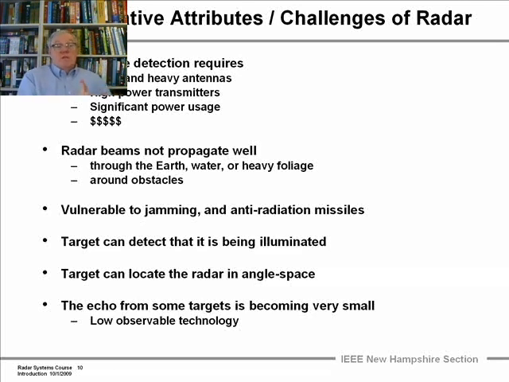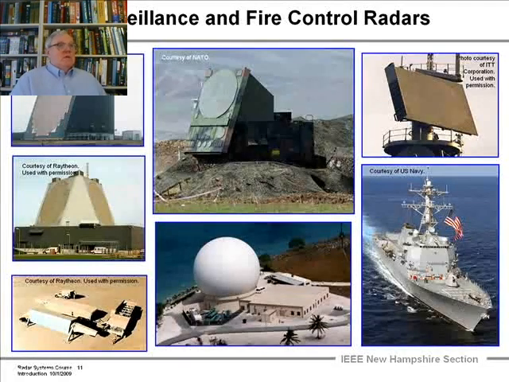Now the echo from some targets can get very small. Anyone who reads the newspapers can just Google stealth, low observable technology, B2, F-117, and you can read about that, and that's a difficulty for radars. But of course, because of the sensitivity, we won't be getting into that.